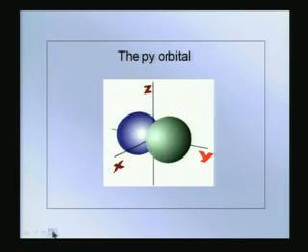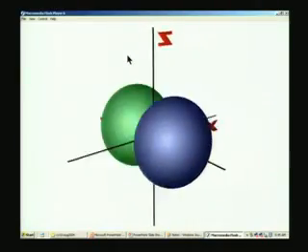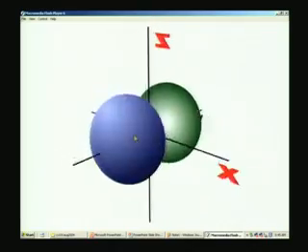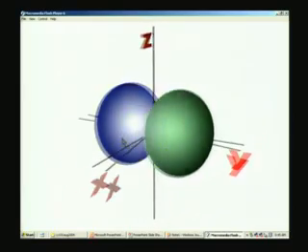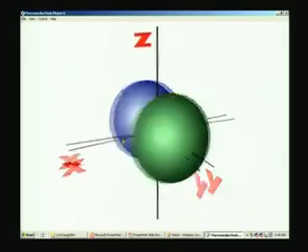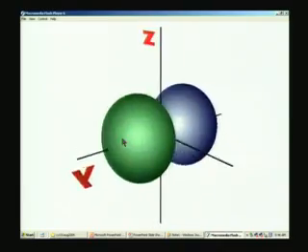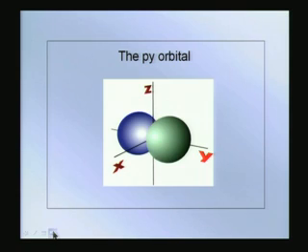What about the py? It looks exactly the same as px, except that the two lobes are pointing along the y axis. Again there is a positive part, there is a negative part to this. Remember, these are not the wave functions themselves, these are pictorial representations of the angular part of the overall wave function. A correct representation must involve the radial parts as well, but we call them orbitals anyway. You have to remember that that is somewhat inaccurate, but it is done for convenience. Pz.